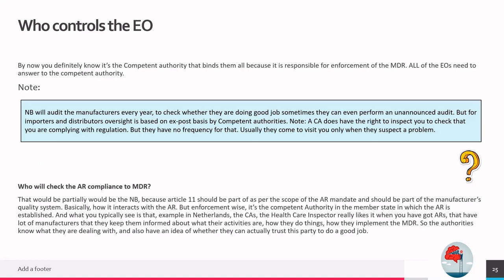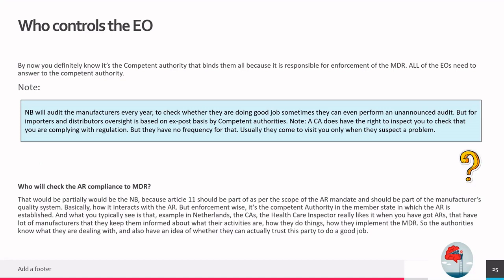Now let's check who controls the authorized representative. This would be partially a notified body, because Article 11 should be a part of the scope of the authorized representative's mandate and should be part of the manufacturer's quality system. So basically that is how the notified body interacts with the authorized representative. But enforcement wise, it's the competent authority in the member state in which the authorized representative is established.